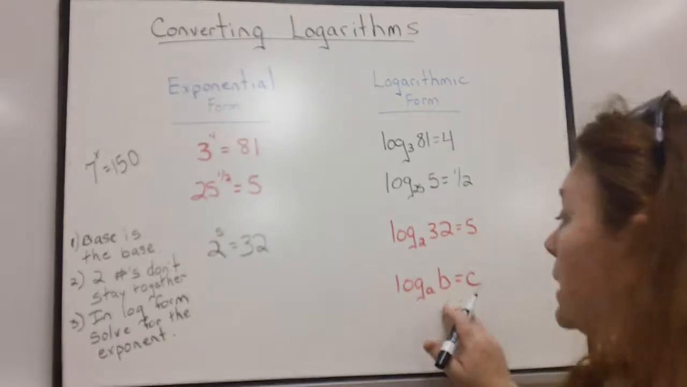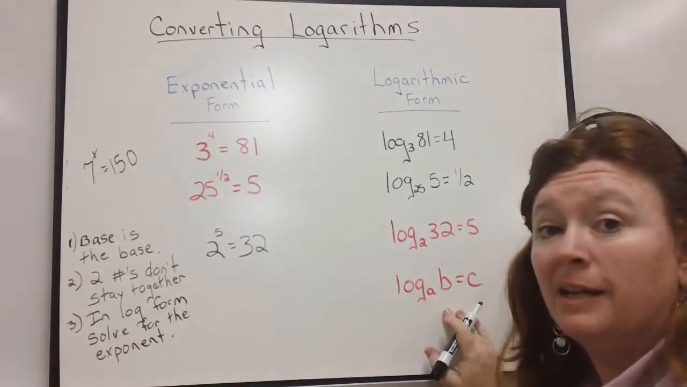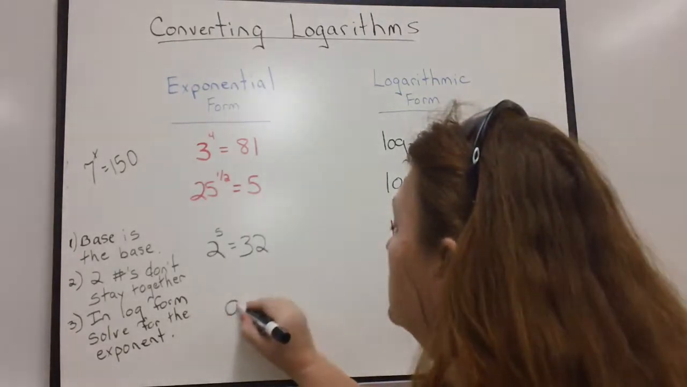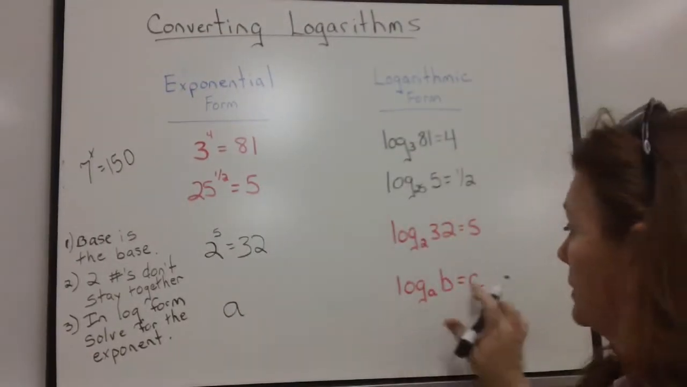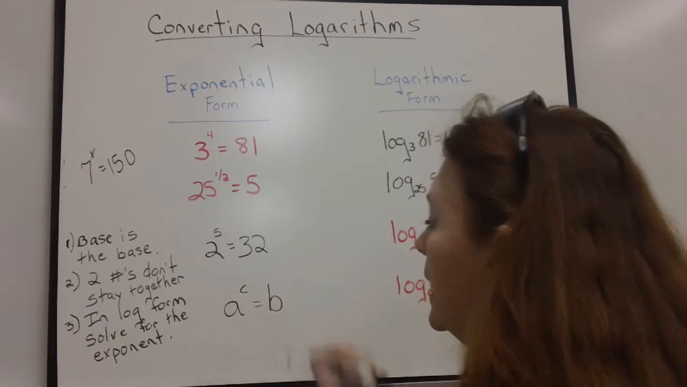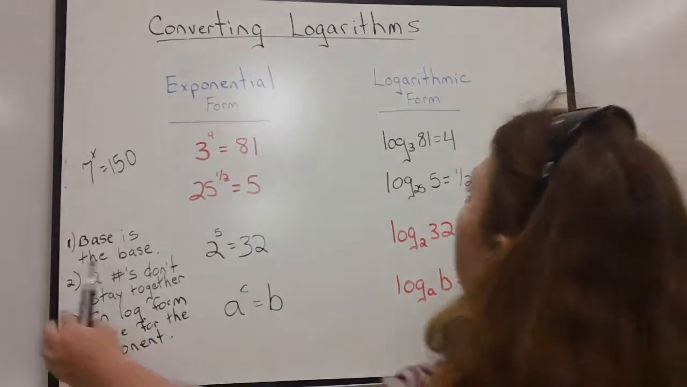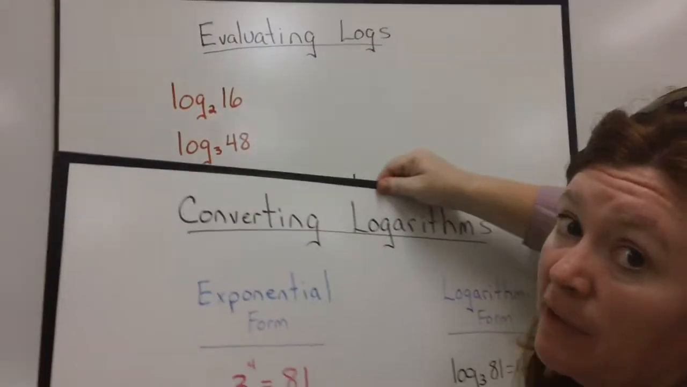If I said rewrite this in exponential form, what's my base? A. What's my exponent? C. A to the C equals B. All right, so let's go to the next thing. This is converting back and forth.